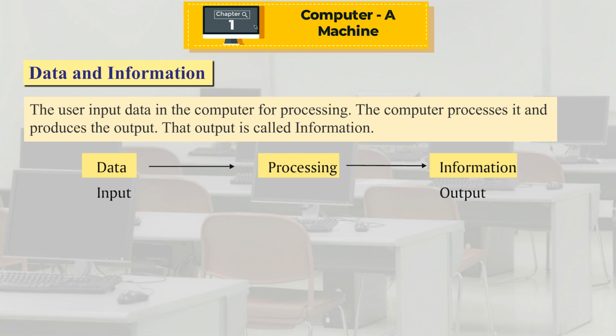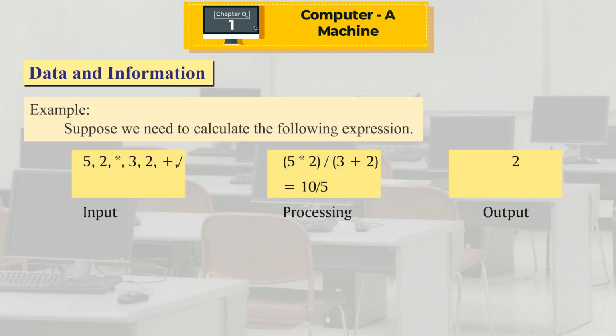The user inputs data into the computer for processing. The computer processes it and produces the output. That output is called information. Data, processing, information. Input, output. Example: suppose we need to calculate the following expression. Input, processing, output.